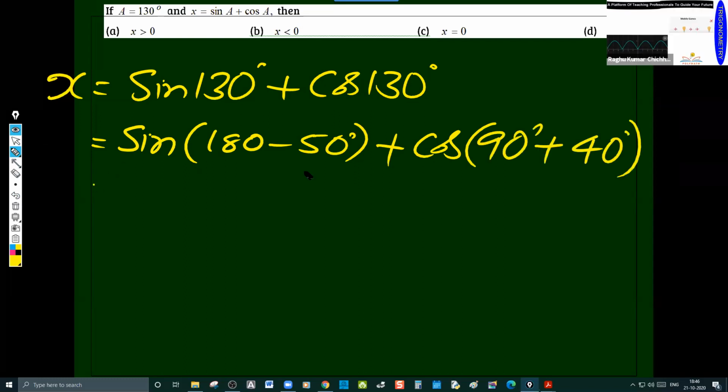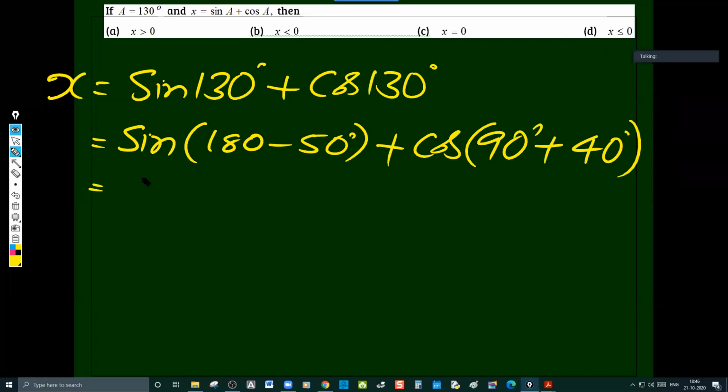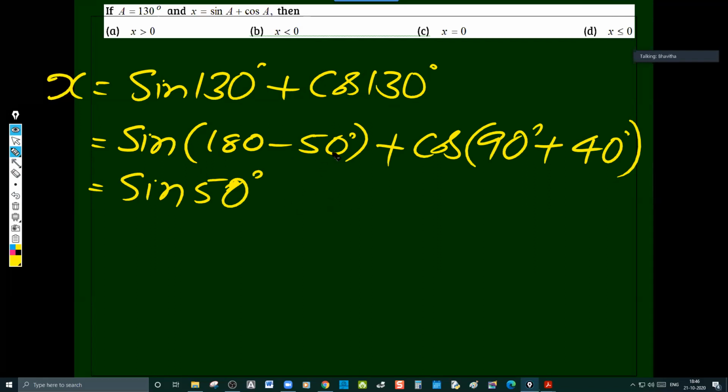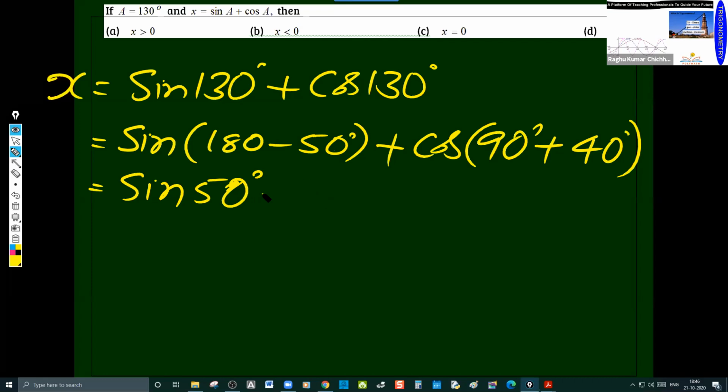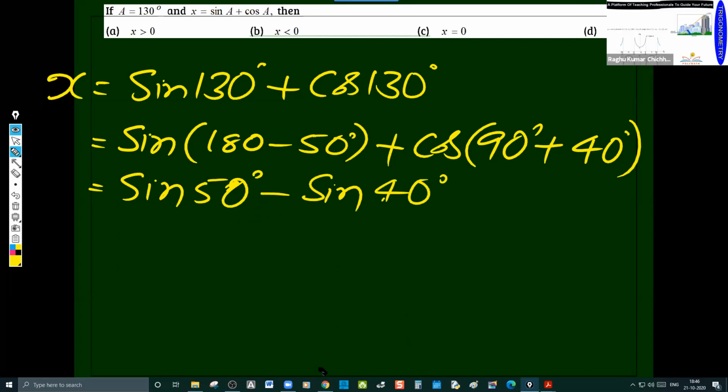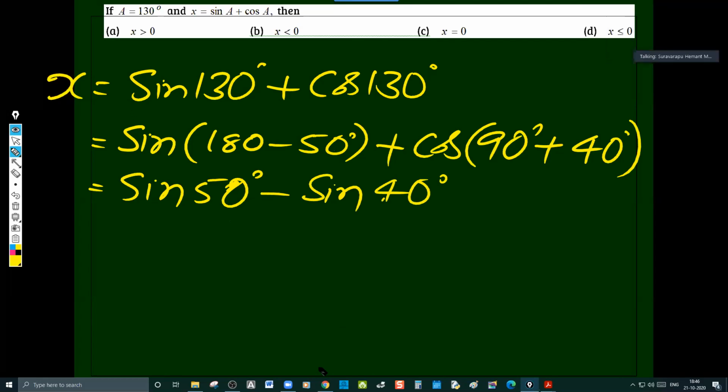What is sine 180 minus theta, please? Sine 50. That's good. And what is cos 90 plus theta? Minus sine 40. Correct, no? Yes, sir. Now, you tell me, any one of you, whether this is positive or negative. This is negative.